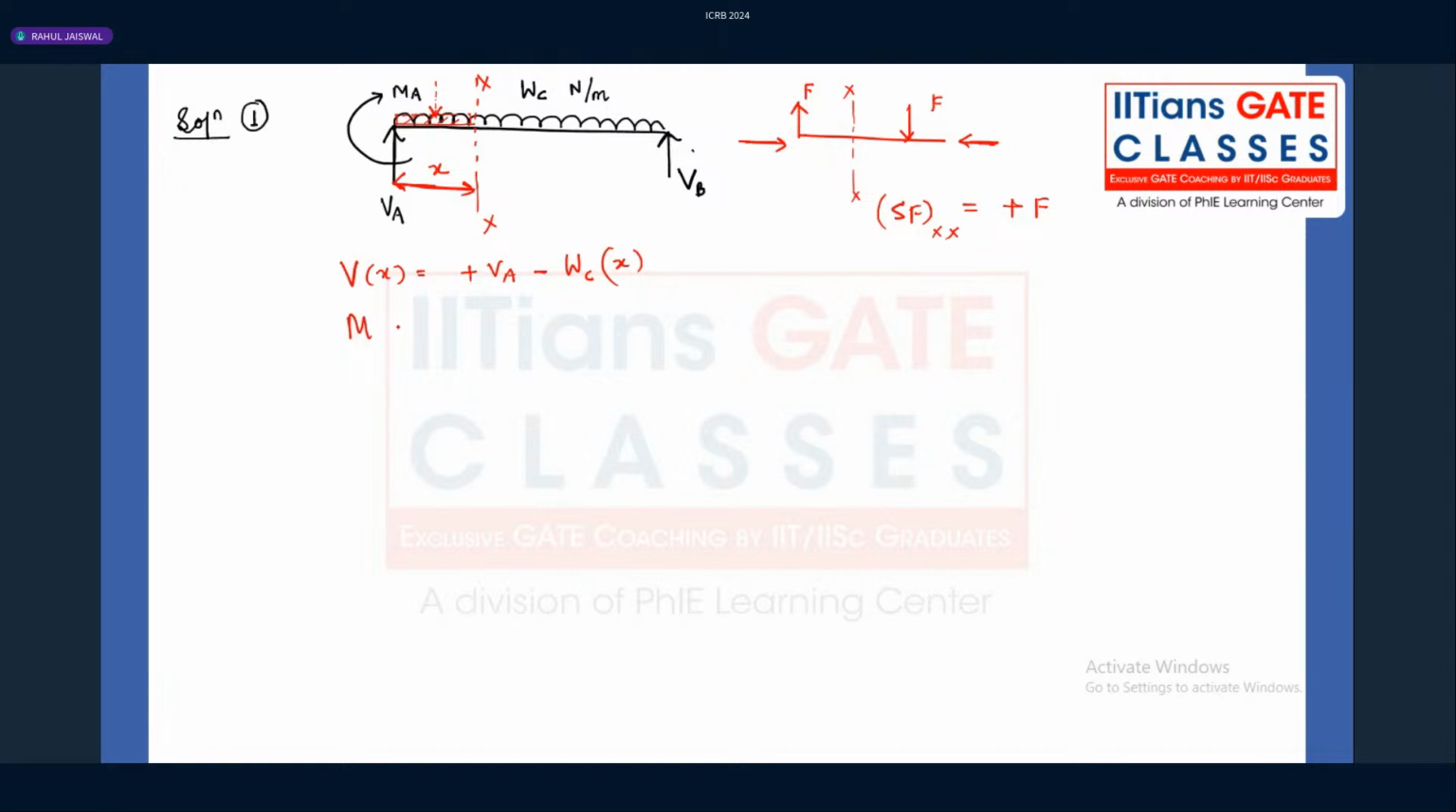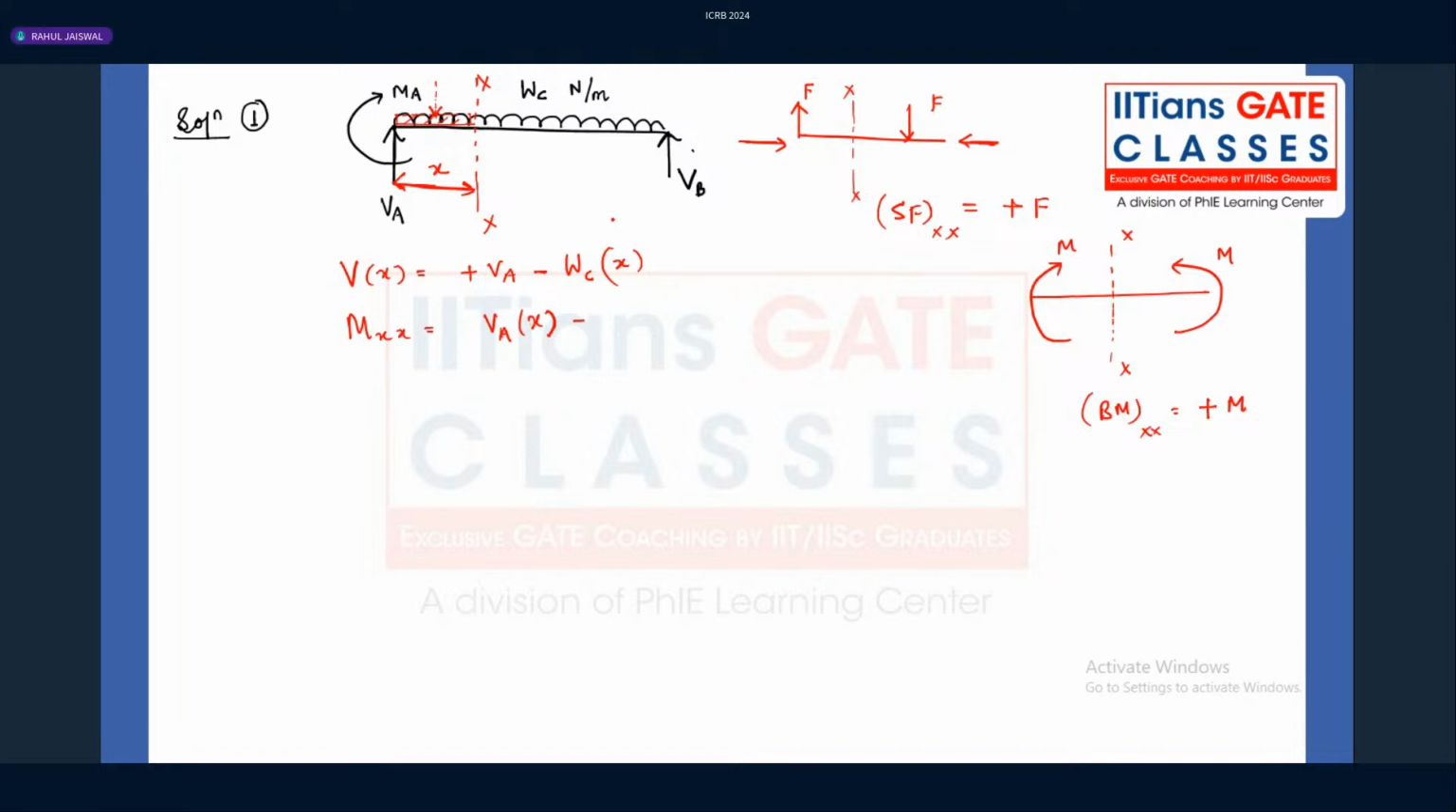What about the bending moment? You can also calculate the bending moment at section XX. Now again, what is the sign convention for bending moment, guys? If you see very carefully, we have a section XX and we have applied the bending moment like this. Whenever we apply a sagging bending moment, the bending moment at XX is plus M. So VA into X.